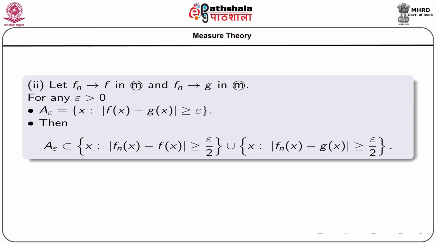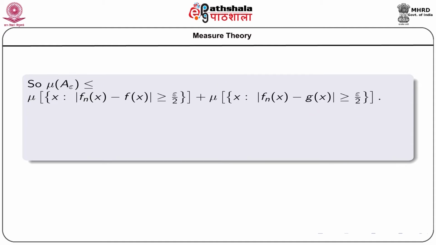This follows from the triangle inequality, that |f(x) - g(x)| is less than or equal to |f_n(x) - f(x)| plus |f_n(x) - g(x)|. Since the sum of the two terms is greater or equal to epsilon, at least one of the terms should be greater or equal to epsilon by 2. So, taking measure on both sides and using the monotonicity of measure, we have mu of A_epsilon is less or equal to mu of the collection of all x where |f_n(x) - f(x)| is greater or equal to epsilon by 2, plus mu of the collection of all x where |f_n(x) - g(x)| is greater or equal to epsilon by 2.